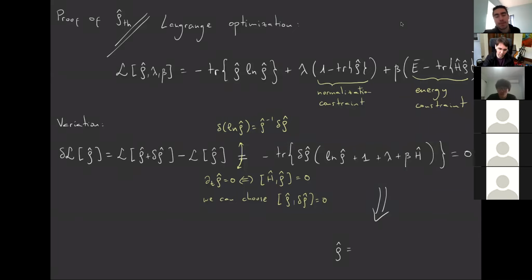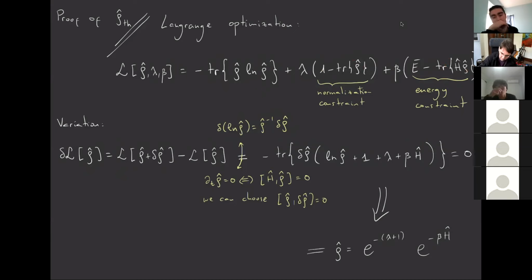So log rho has to be equal to all this, which means that rho has to be equal to the exponential of minus lambda plus 1, times the exponential of minus beta h. And now lambda and beta can be found by making the variation with respect to lambda and beta and putting it to 0, but that's equivalent to just saying the constraints: trace of rho equal to 1, and trace of h rho equal to e.